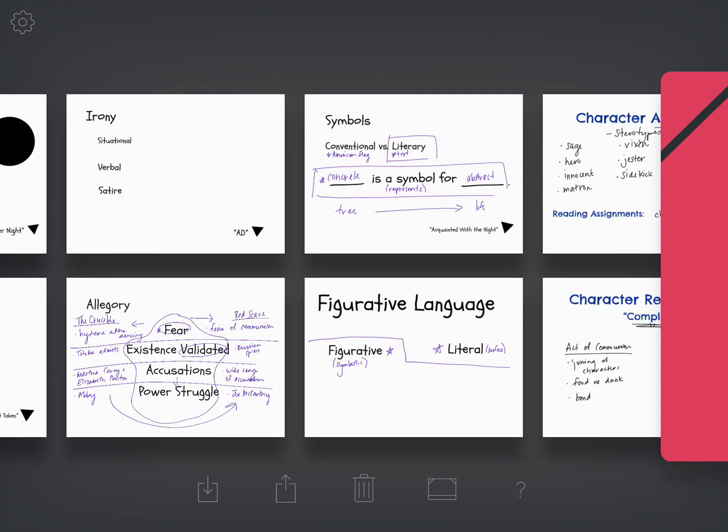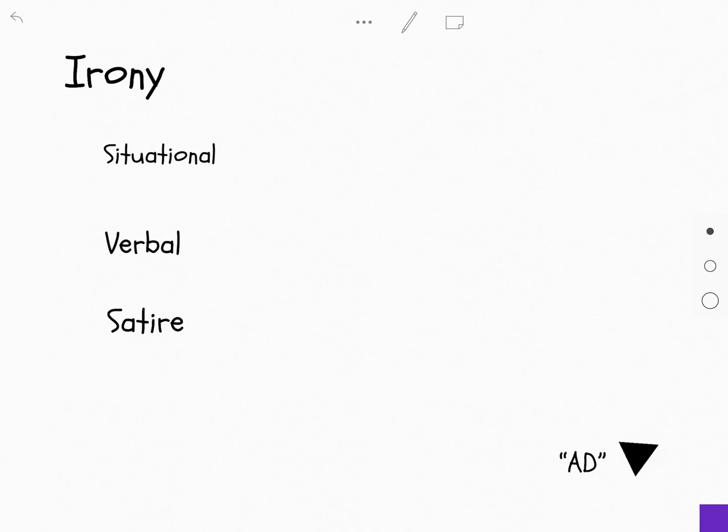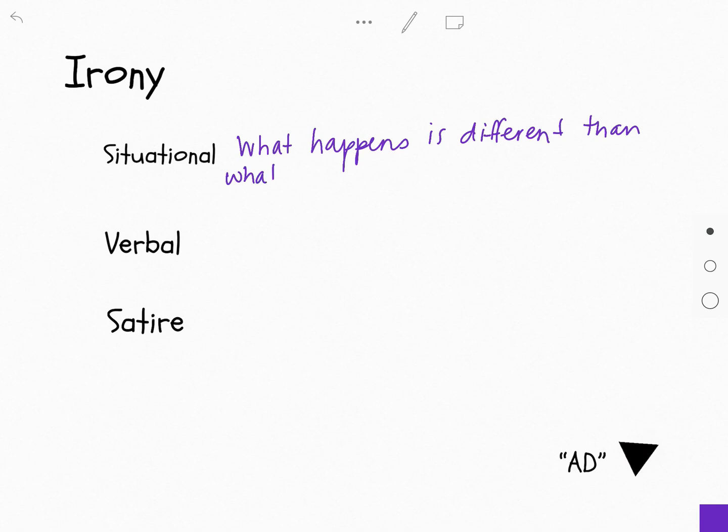The next term or piece of figurative language I want to talk about is irony. Now, irony can be a little bit challenging to describe. It's easier when you can see it and look at it and have an example. So we'll do both, but first let's define some terms. Situational irony is what happens. I'm going to write slowly so you can see my handwriting. Is different than what was expected. So that is your very basic definition of what irony is.